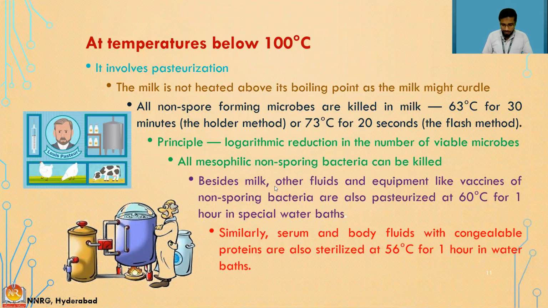Besides milk, other fluids and equipment like vaccines of non-sporing bacteria are also pasteurized at 60 degrees centigrade for 1 hour in special water baths. Similarly, serum and body fluids. Serum is taken from the blood. Serum and body fluids with coagulable proteins are sterilized at 56 degrees centigrade. If heated above 60 degrees, that might coagulate. And if it is heated for 1 hour in a water bath, it will be sterile.